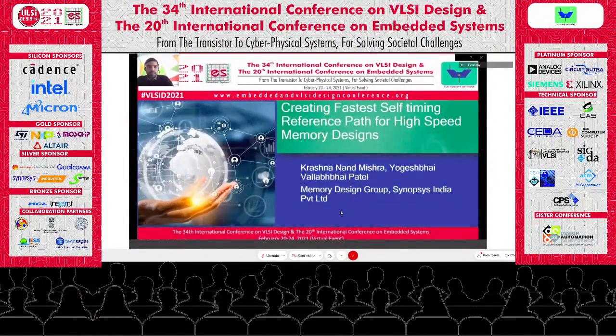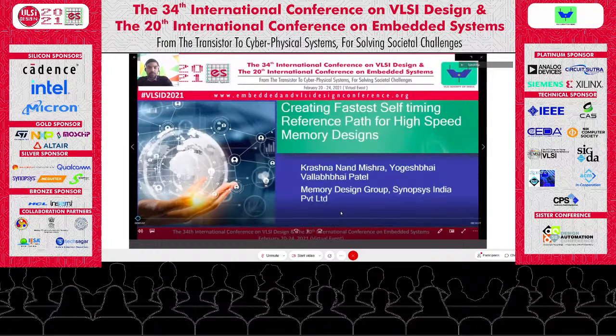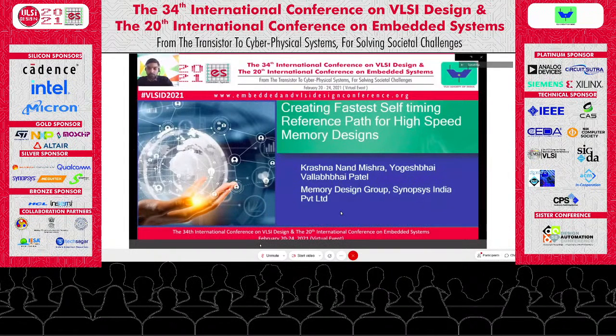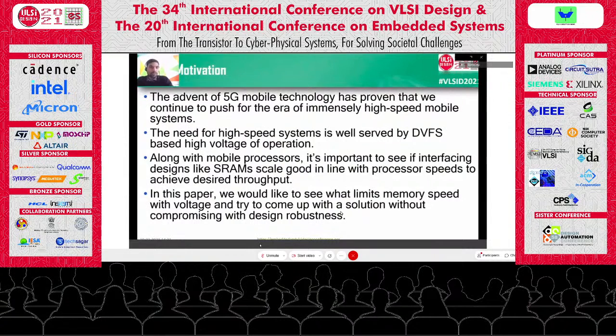Good morning, everyone. So, in this part of the session, I'm going to speak about our paper on creating fast self-timing reference path for high-speed memory designs. So, let me start with a bit of motivation. What actually prompted us to work on this idea.